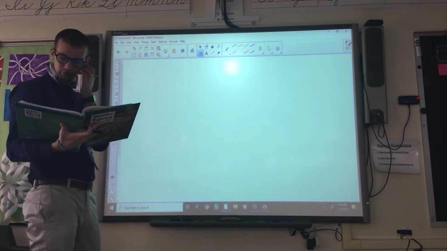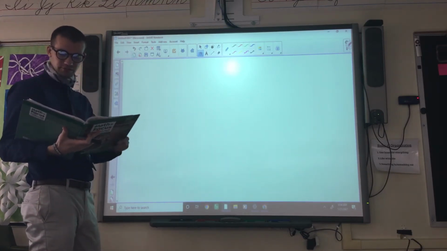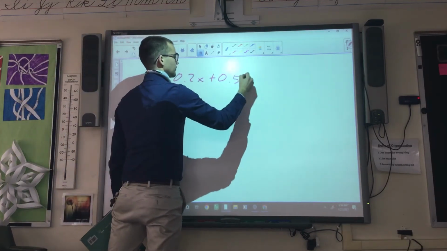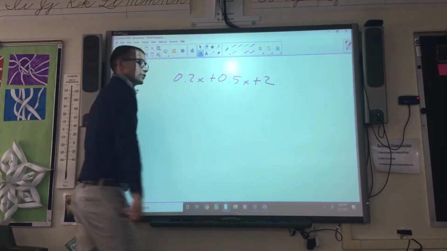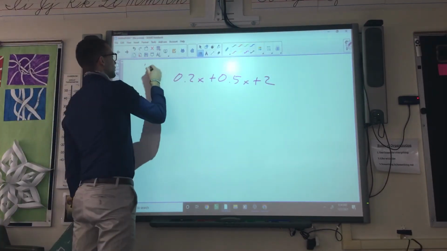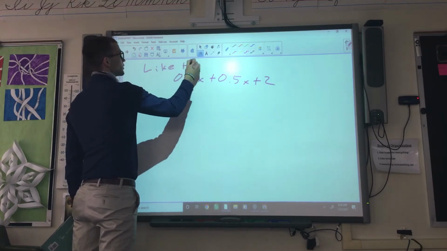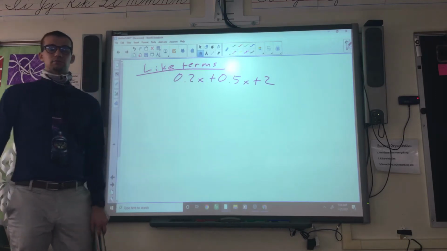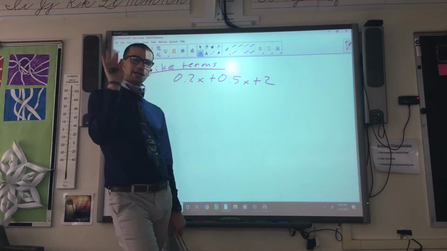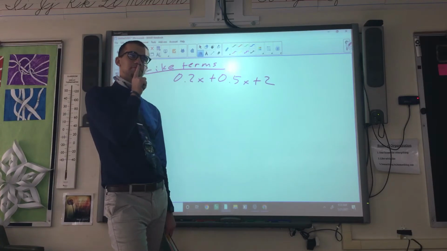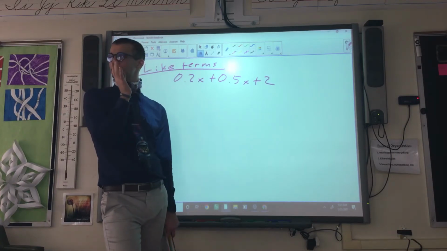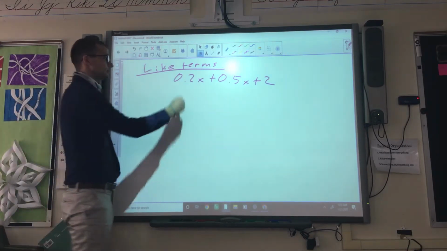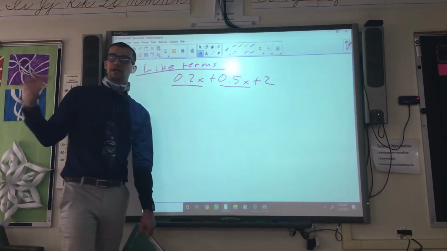So on page 145, it's got 2/10x plus 5/10x plus 2. You have to look for like terms. What does it mean to be like terms? Does it mean one term looks at the other and says, hey, what's up, I like you? No? Well, you can say they kind of like each other because it basically means they can combine. Can they actually be combined together?